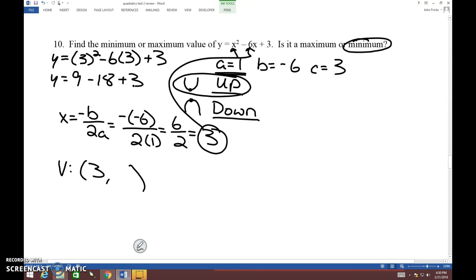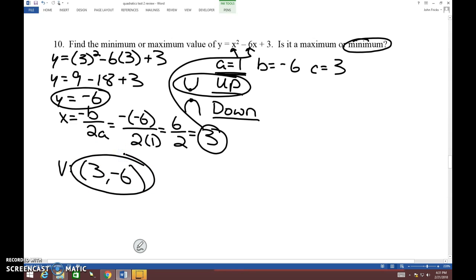So to solve this, all we're going to do is say 9 minus 18. We know 9 minus 18 is going to be negative 9, and then negative 9 plus 3 is going to be negative 6. So that tells me that in this problem, I'm going to have a vertex at 3, negative 6, and then identify the lowest point. That should be the lowest point, since it's a minimum.